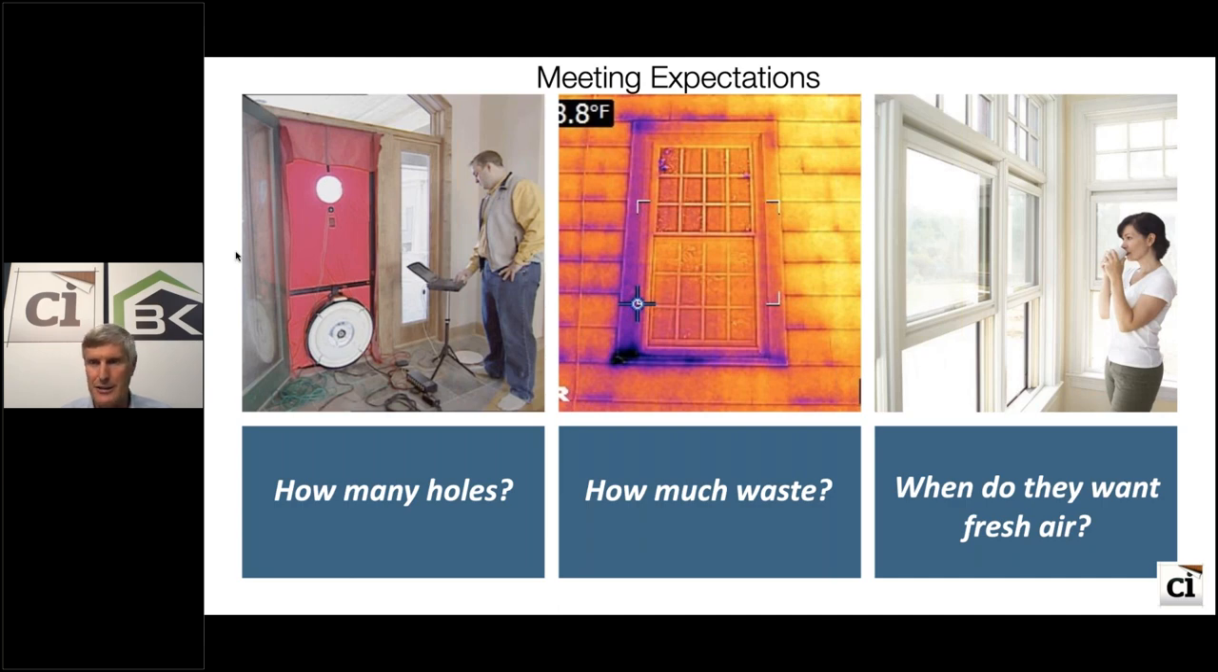Just go ahead and ask them. They're buying a $500,000 house. Just ask them, how many holes would you like me to leave in the walls or attics? They expect in a brand new house exactly how many holes, and the answer is zero. They don't want to be wasting energy, and yet they still want fresh air in their houses. So your second big risk factor is meeting expectations.